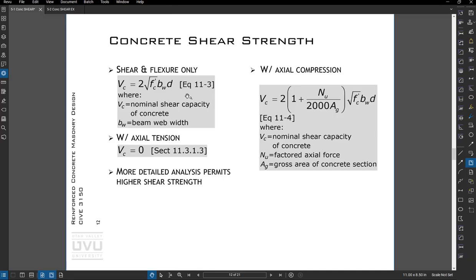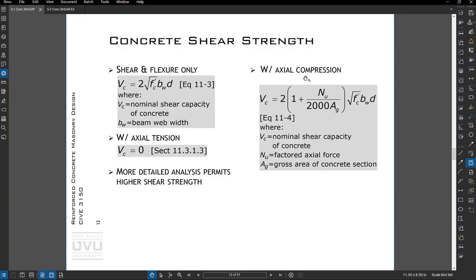If we have shear and flexure only, so this would be your typical beam, our concrete component of shear strength is 2 square root f prime c times b_w times d. b_w is the beam width, or the web width, really. So in a tapered girder like you might have on a highway, that would be the width of the web portion, times d, which is from the extreme compression fiber to the tension reinforcing.